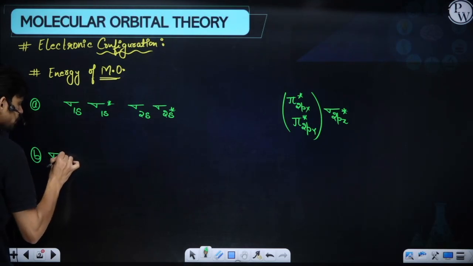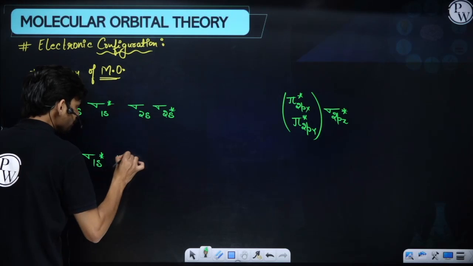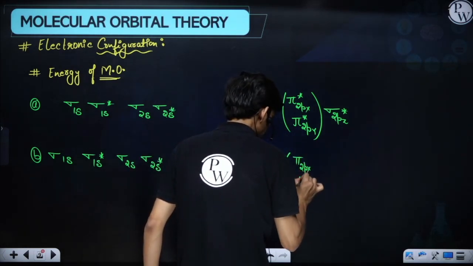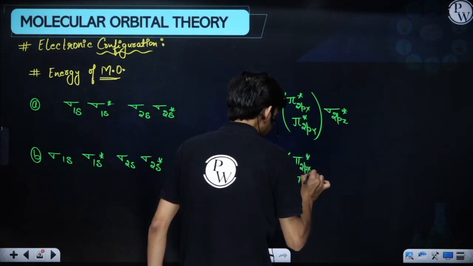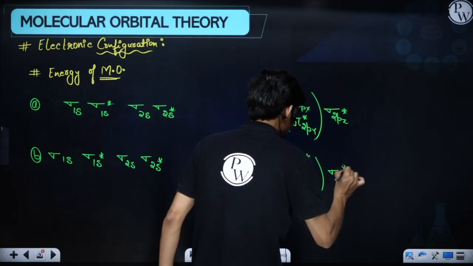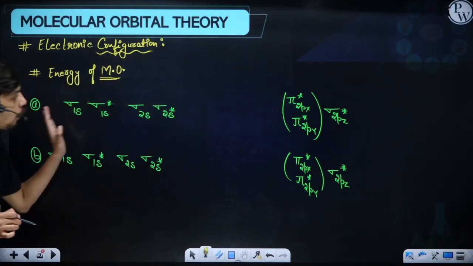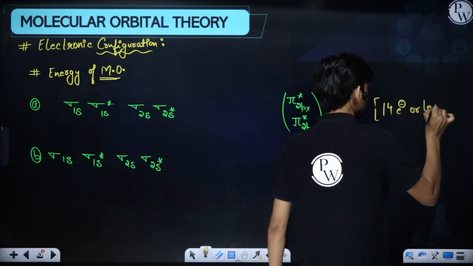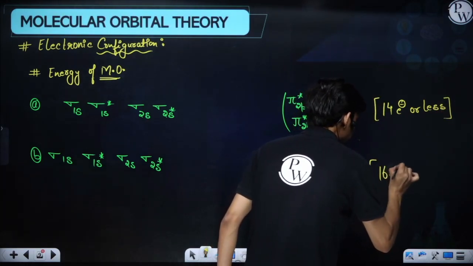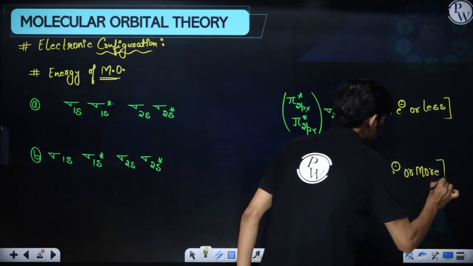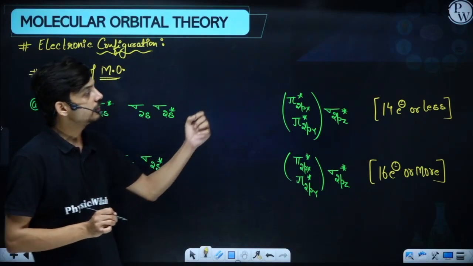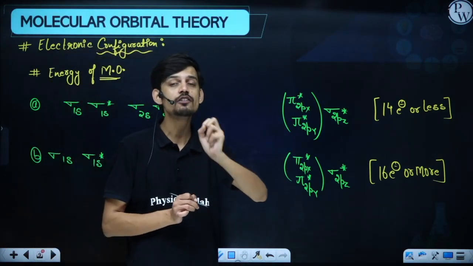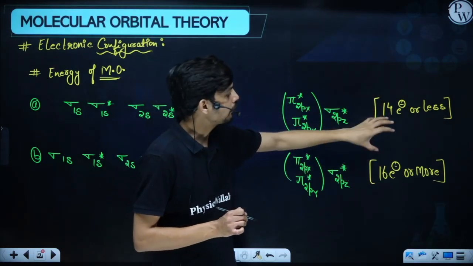Another order will be sigma 1s antibonding, sigma 2s, sigma 2s antibonding, pi 2px, pi 2py antibonding, again having the same energy, and sigma 2pz antibonding. So we have two orders for energy, and this is the common part in both orders. One order will be applied if the molecule has 14 electrons or less. Another order will be applied if the molecule has 16 electrons or more. For 16 to 20 electrons, we have this order. For 0 or 1 to 14 electrons, we have this order. For 15 electrons, the molecule is derived from a 14 electron or 16 electron molecule, and on the basis of that, the order will be applied.